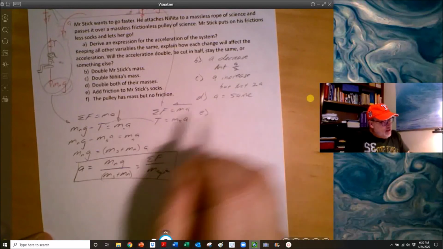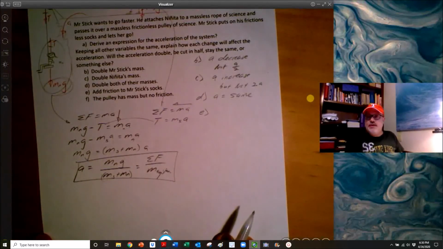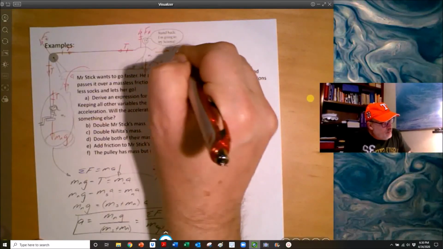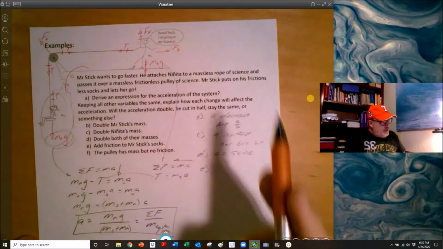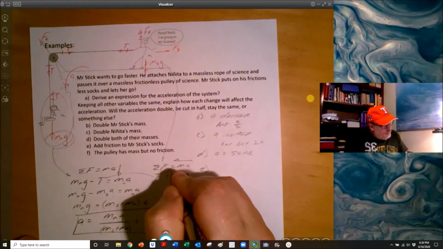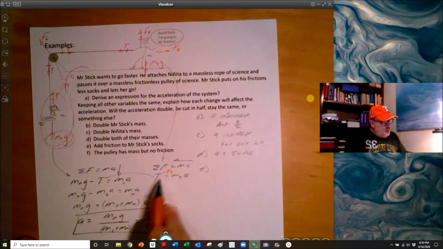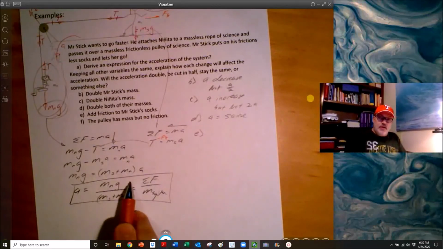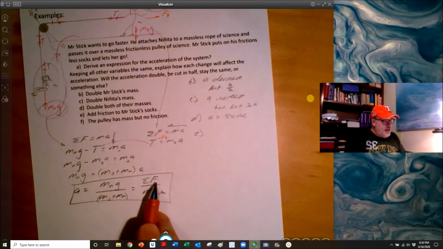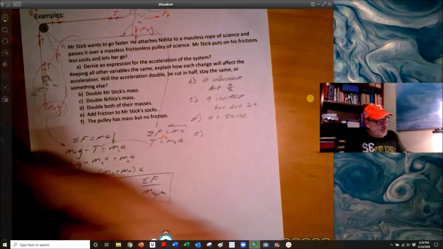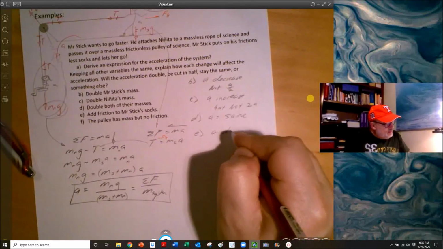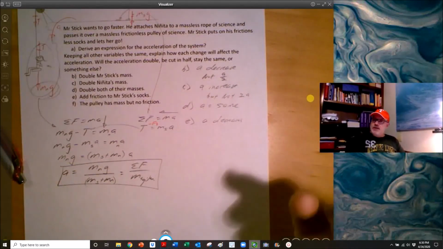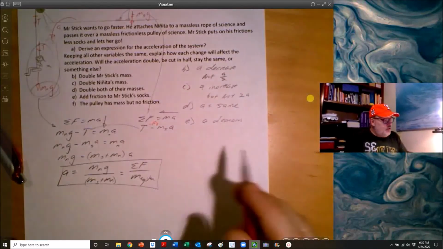And then E, what if we add friction to Mr. Stick's socks? All right, so if we add friction, then we would add another force, friction, this way, which would decrease the net force. We'd end up with a friction force in here, subtracting off from our net force. So that is going to decrease our acceleration. The acceleration decreases, but we don't have any idea how much because we don't have enough information to go on. So we do know it decreases.